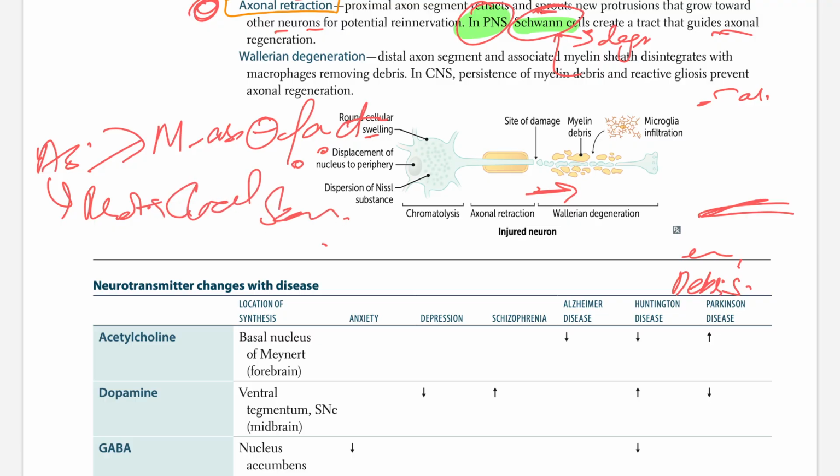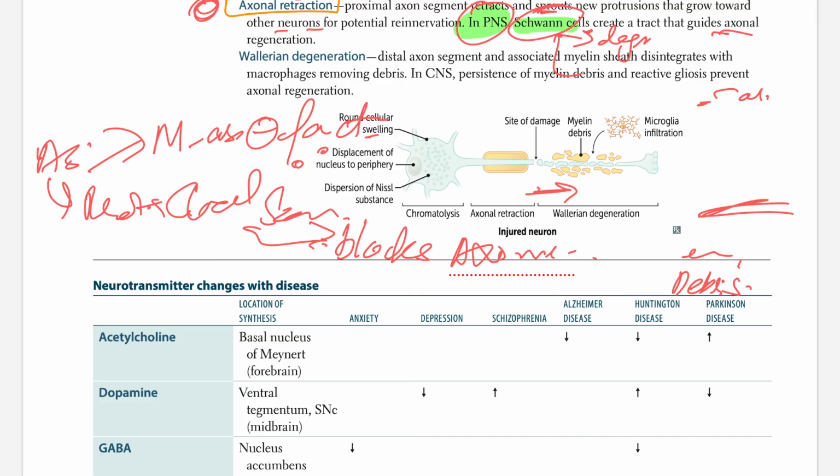And I will summarize this. Just hold on. I'll summarize all of this. And the glial scar will block axonal regeneration. Okay, now let's just summarize. All right, what did we talk about?